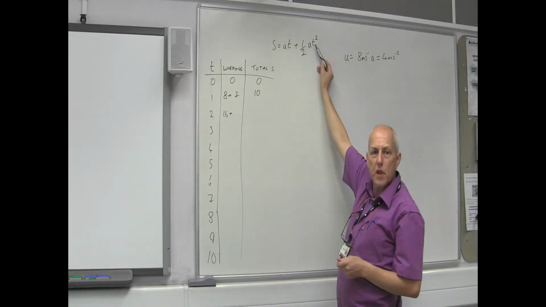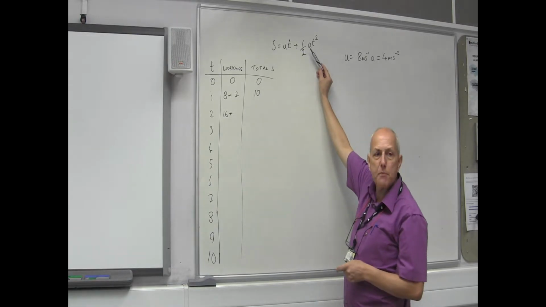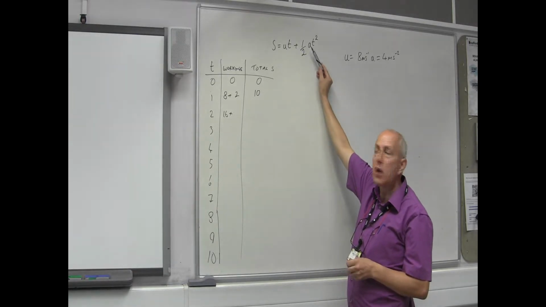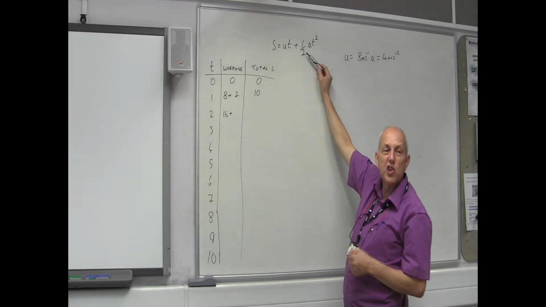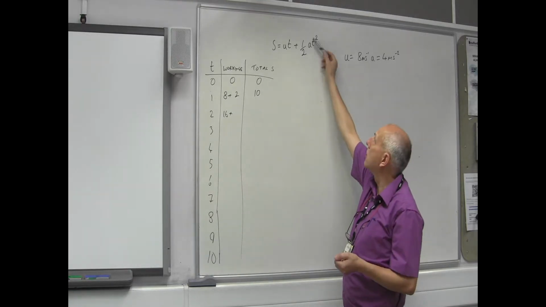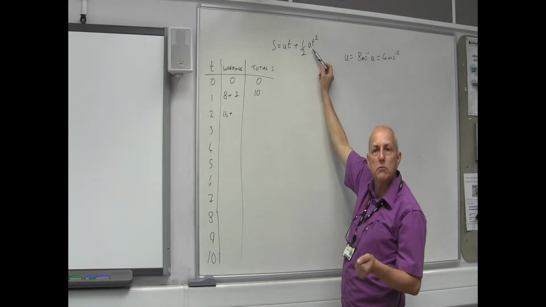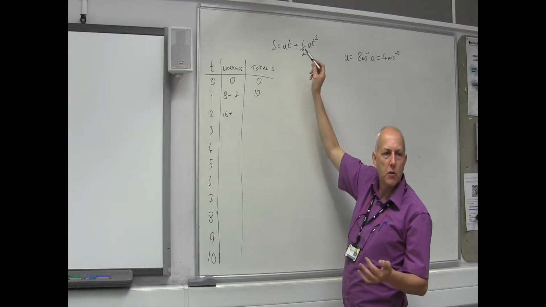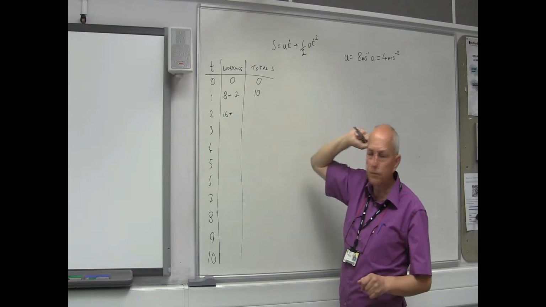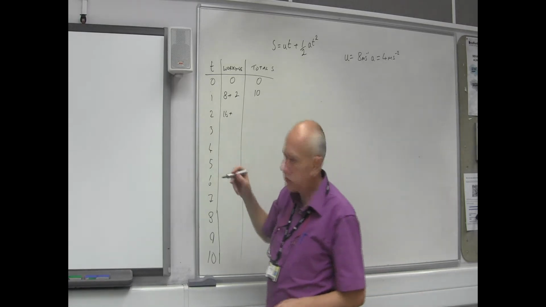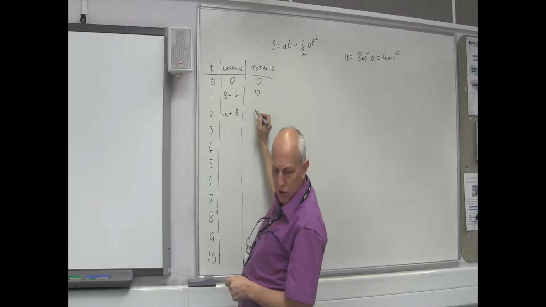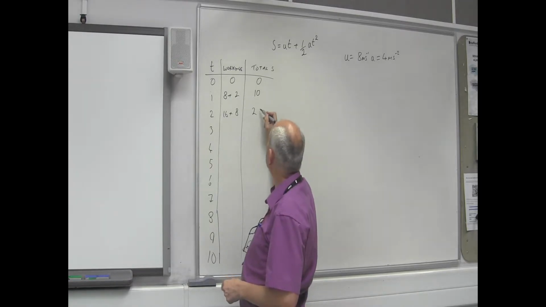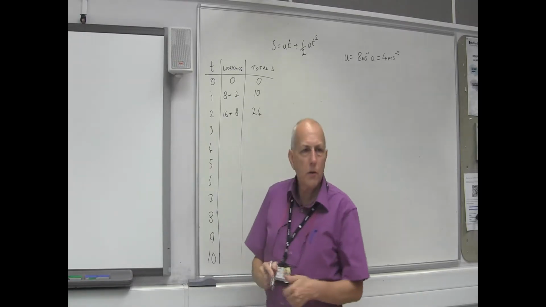A tip for you here, guys, to save time: this a is 4 times a half, so you just change that to 2. So it's going to be the number squared times 2 every time. That's a bit quicker, rather than doing the whole lot. So this will be 24.